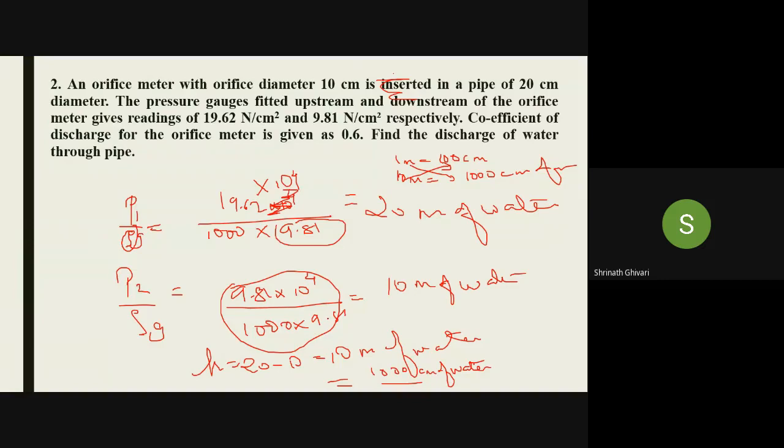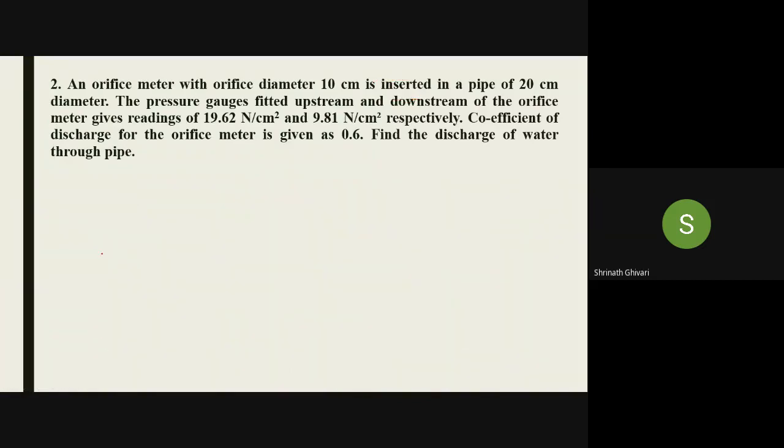Can you calculate the discharge and tell me the answer? Q equal to CD A0 into A1 divided by square root of A1 square minus A0 square, into square root of 2GH. Now you have to substitute the value of G. How will you substitute the value of G?